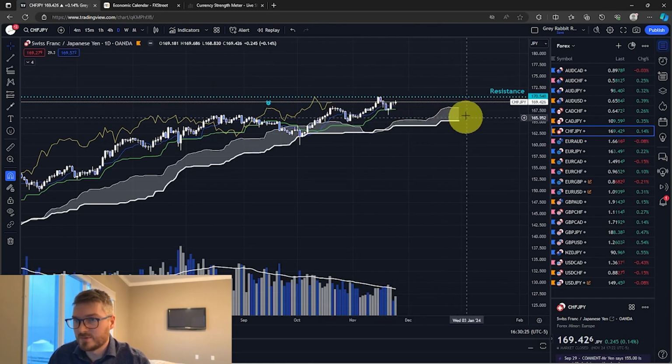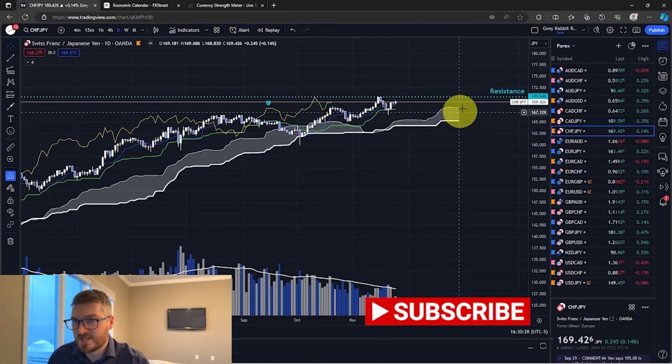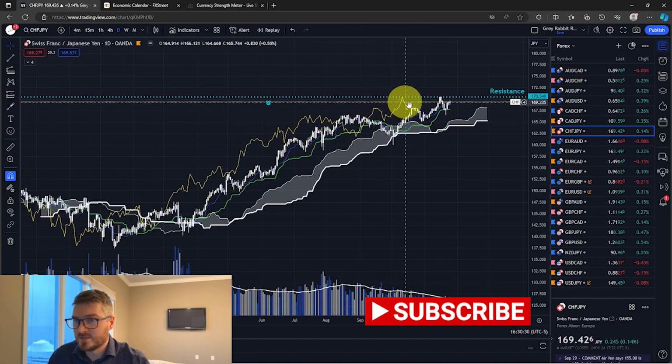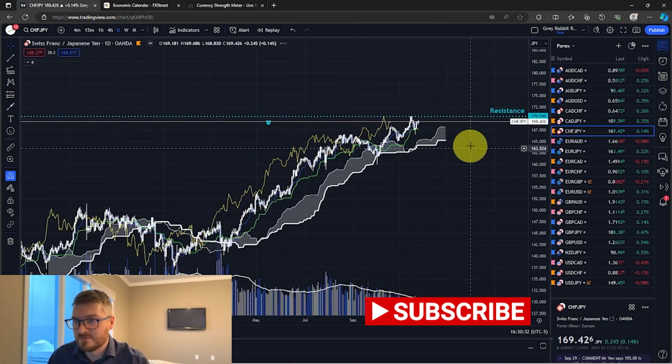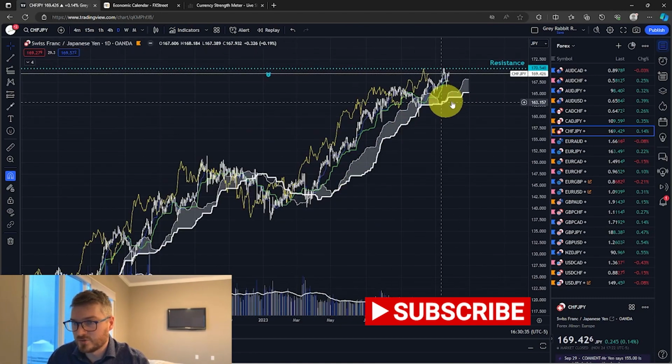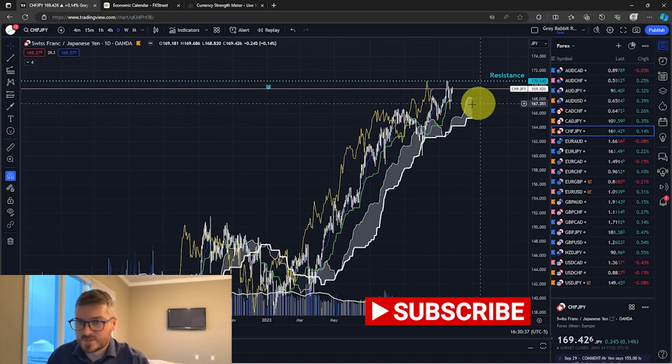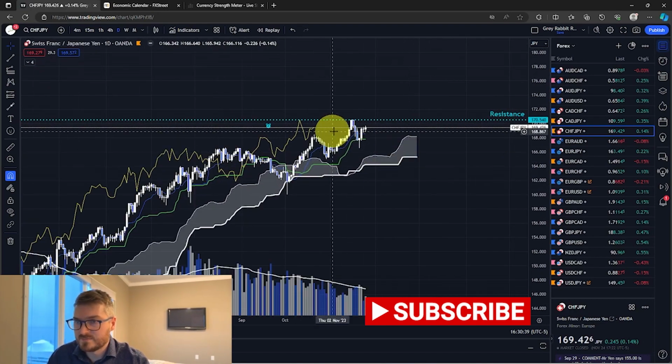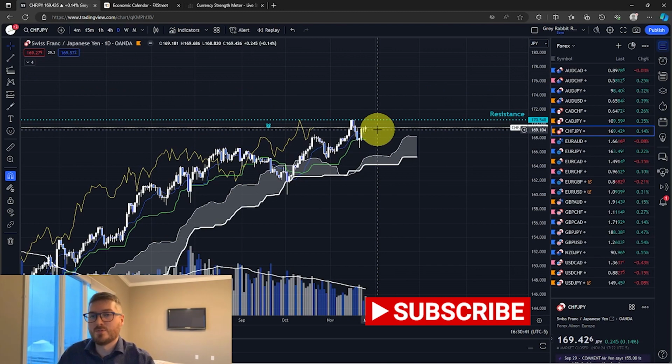This is right now ranging. Everything is flat, and it looks like we're just going to be consolidating on these levels. This has been a pretty long trend too. So I'm expecting just a ranging market this week. So I most likely will not be trading this pair.